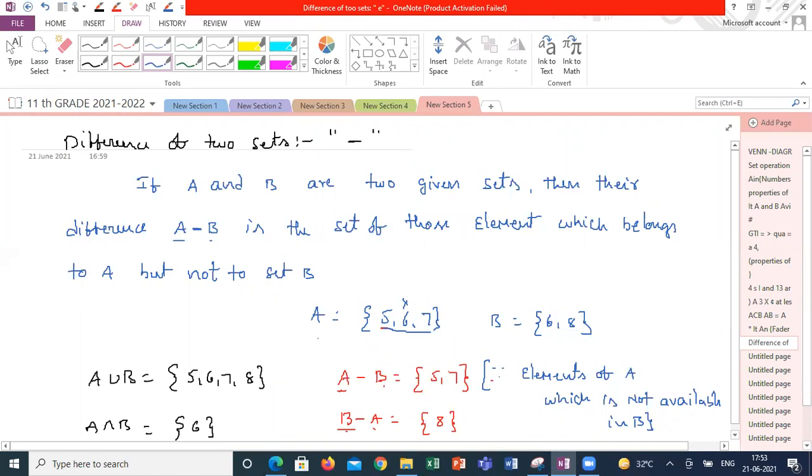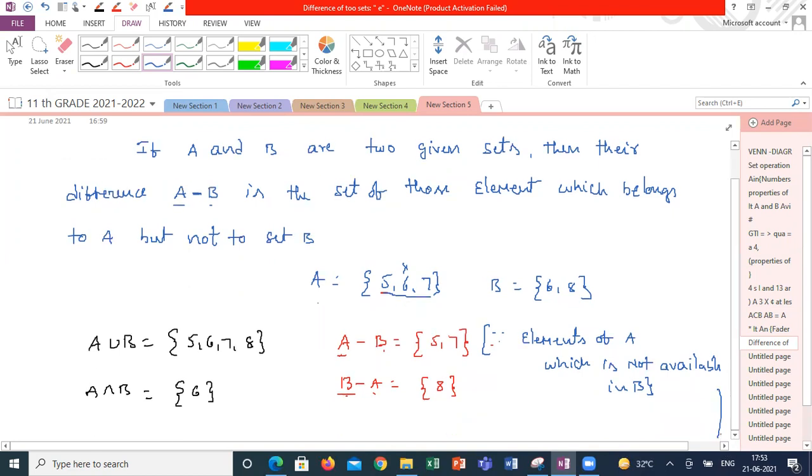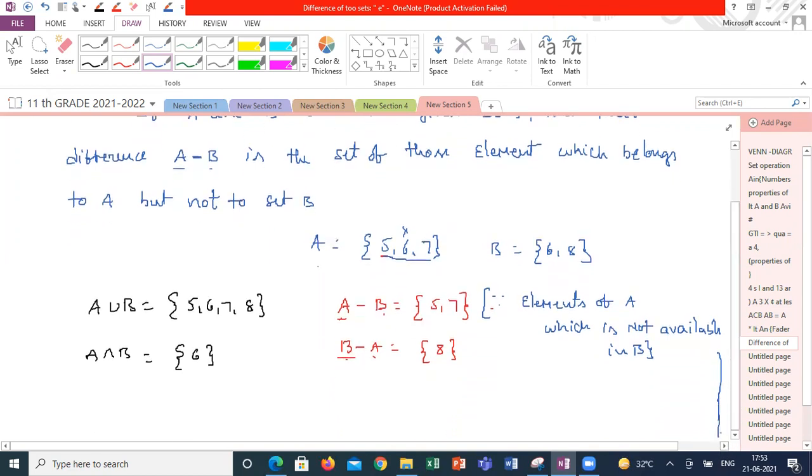Understand, guys? What is the meaning of difference? Yes, sir. The properties I will explain after Venn diagrams, the difference of the two sets. How can I write the difference of two sets in set builder form? Anyone can give the difference of two sets in set builder form?